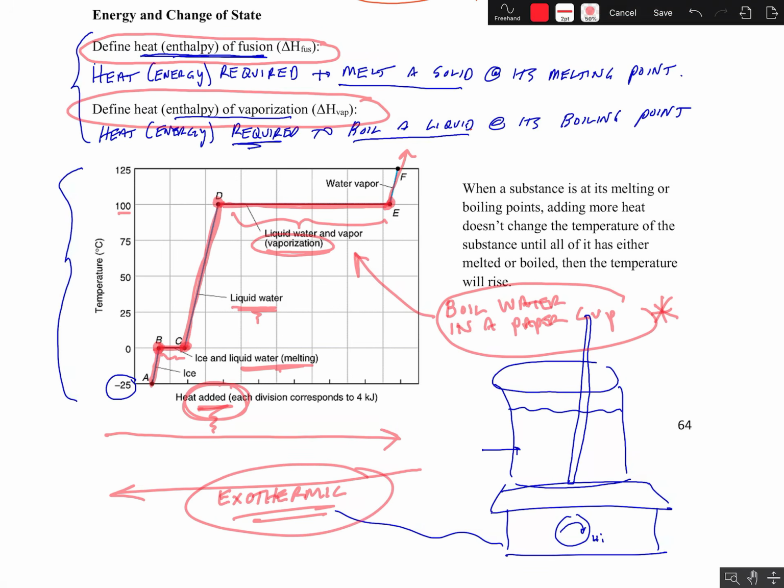Alrighty? Okay, I think that's good enough. This is a pretty short video. Hopefully you have an understanding of what the heat of fusion is, the heat of vaporization is, and you understand a heating or a cooling curve.